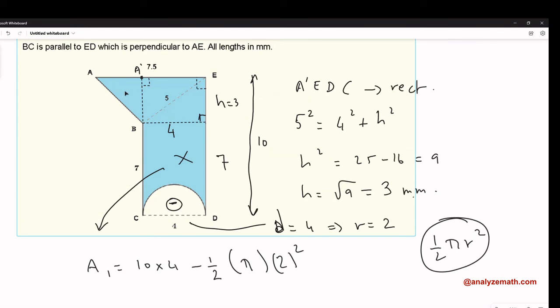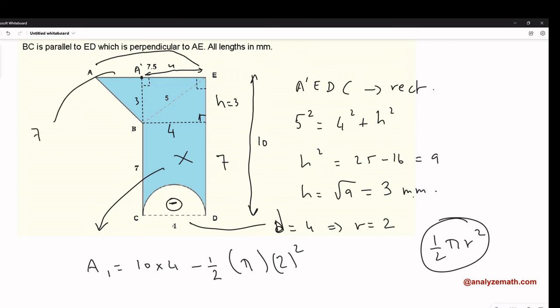So we know the area of this part here. Good. What is left is the area of the triangle here. We know this side is equal to H, so we put 3 here. Now this whole side is 7.5, it's given, and this part is 4 here. So let's put it here: 7.5 minus 4 gives me 3.5. So this is 3.5. Now let's call this area A2.